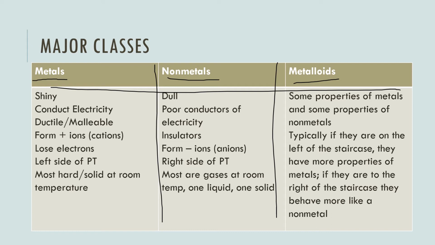Metalloids on the far right-hand side. They have some properties of metals and some properties of non-metals. These are typically found on that little staircase line that you see in bold on the front of your periodic table. If they are on the left side of that staircase, they typically have more properties of metals. If they're on the right side of the staircase, they behave more like non-metals. So like I said before, if you need more time to copy down these properties, just press pause before continuing on to the next slide.